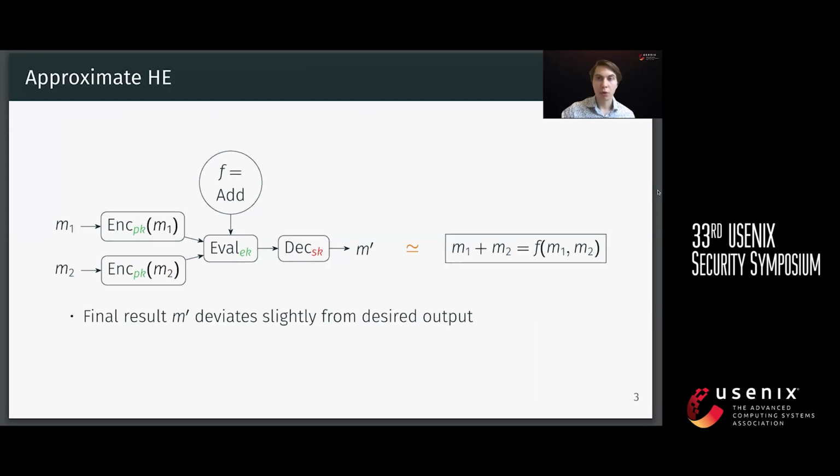An approximate homomorphic encryption scheme is similar, but instead of an equal sign, we get an approximate sign. So M prime deviates slightly from the expected result.